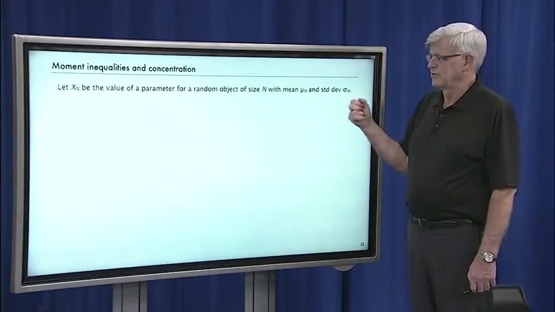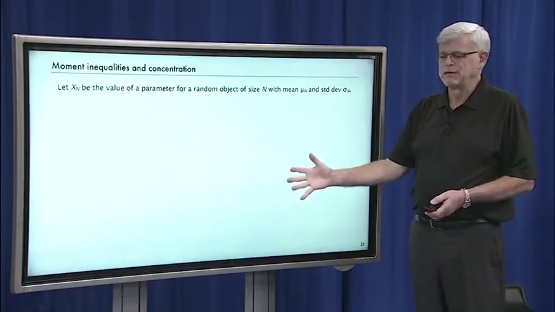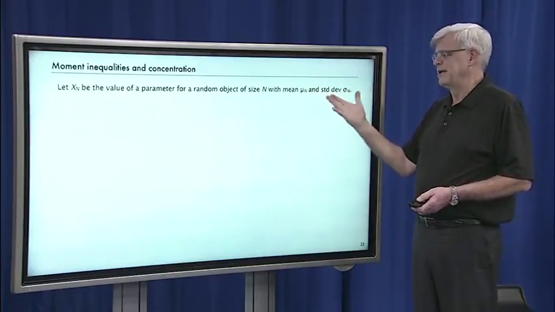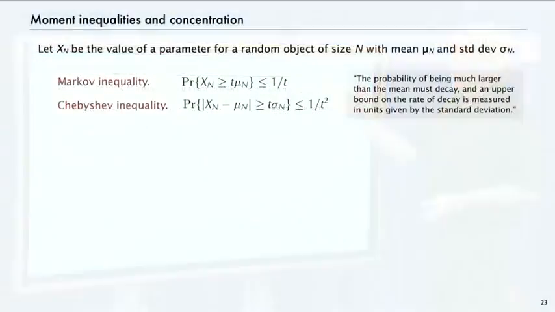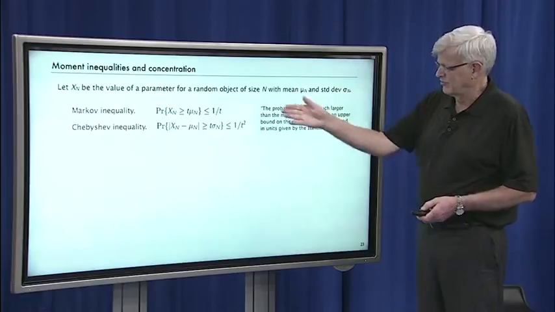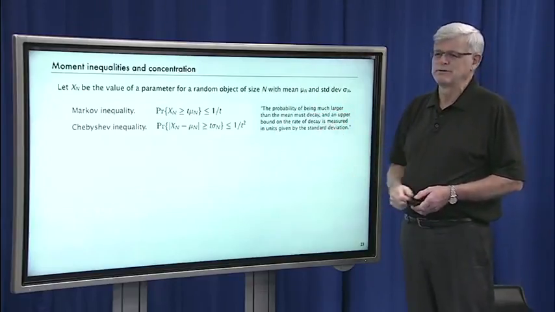So why the focus on the moments? Well, we're always interested in the average. What value can we expect? This is classical in probability, so I'm just going to take a slide to mention these classical results. So if we have a random object of size n with mean mu sub n and standard deviation sigma sub n, then we have these famous inequalities, the Markov inequality and Chebyshev inequality. It says that the probability of being much larger or smaller than the mean must decay. And an upper bound on the rate of the decay is measured in units given by the standard deviation. That's why the standard deviation is important. So Markov inequality says you're not going to be too many standard deviations away from the mean. The Chebyshev inequality says that the probability that you're t standard deviations away from the mean is less than 1 over t squared.